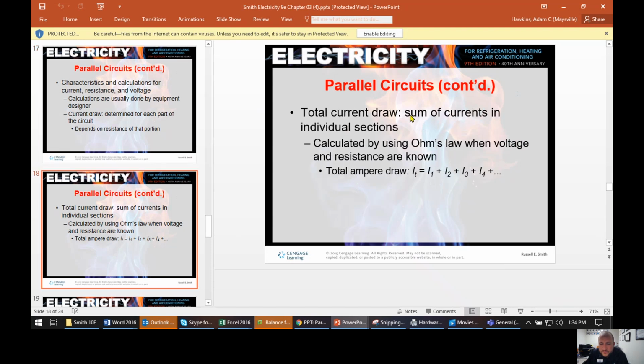So what that means is that instead of saying I is your friend and all of the I's are the same, in parallel, total current draw equals the sum of the currents in each section. So each section of current, you can add those up, and that would be your total. So I total equals I1 plus I2 plus I3, and however many light bulbs or legs that you have in your diagram.